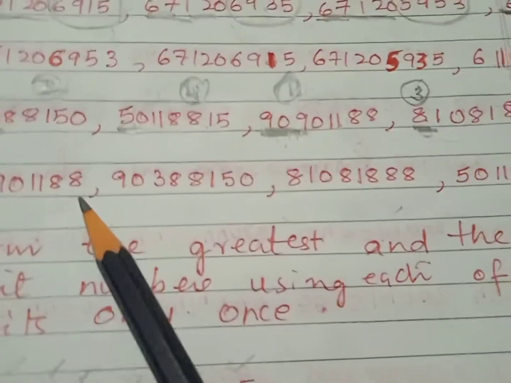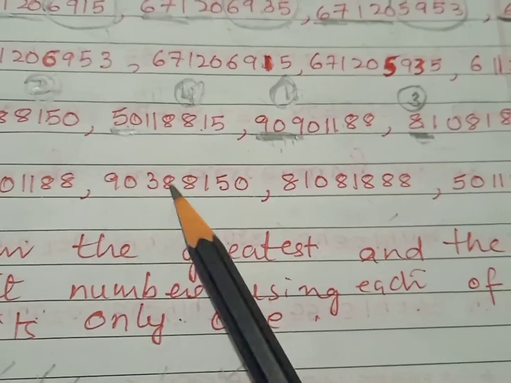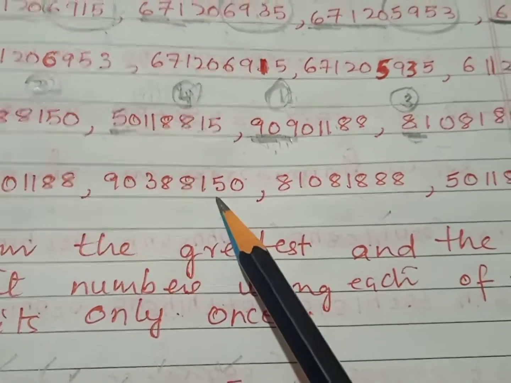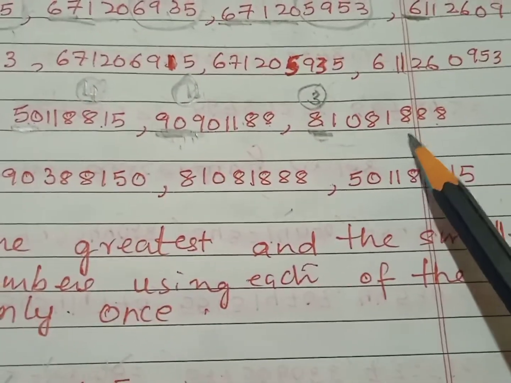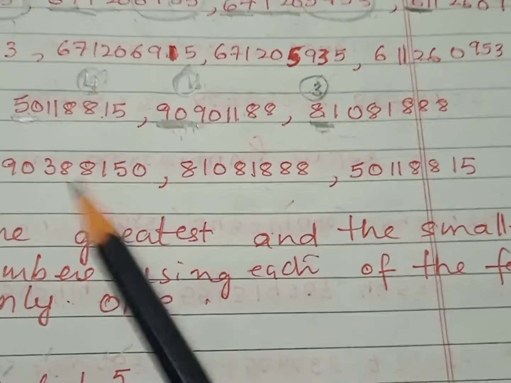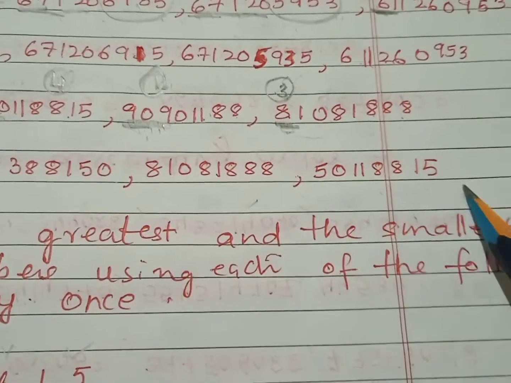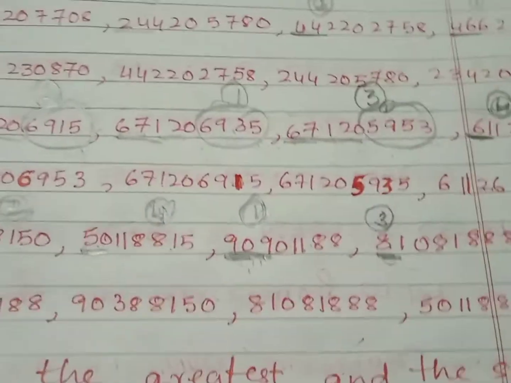90901188. Number 2 is 903-88150. Number 3 is 8181-888, and then 5011-8815. So that is all for this session.